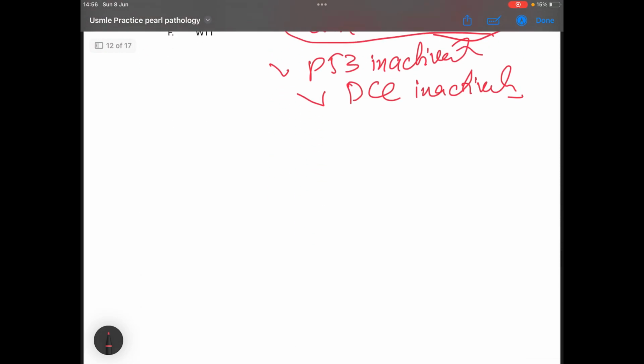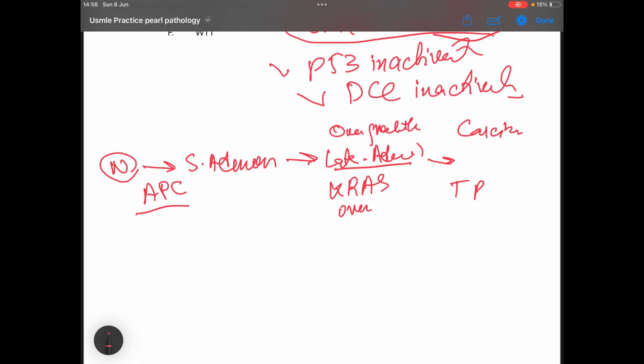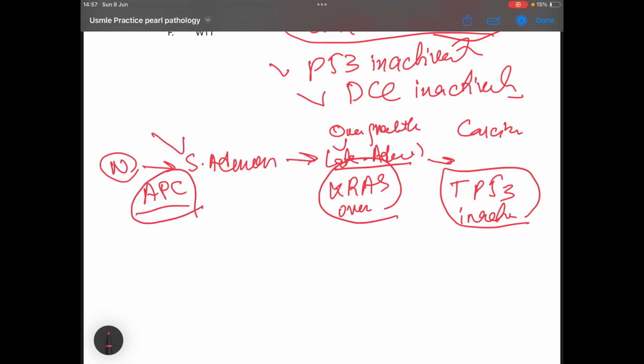Again, I want to elaborate the process. If a normal tissue wants to become a small adenoma, then the APC mutation is required. For small adenoma to lead to a large adenoma, it needs overgrowth, extra growth, so it needs a proto-oncogene, and that is KRAS overexpression. And for adenoma to carcinoma malignancy, we need TP53 inactivation. Okay? Don't forget these three genes with their phenomenon in acquiring cancer.